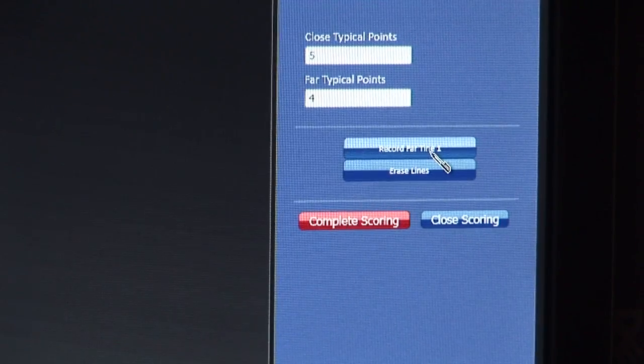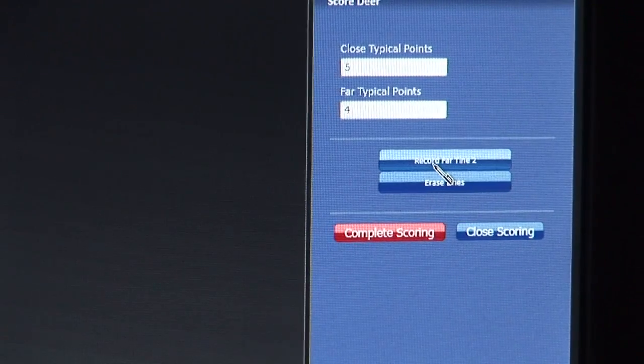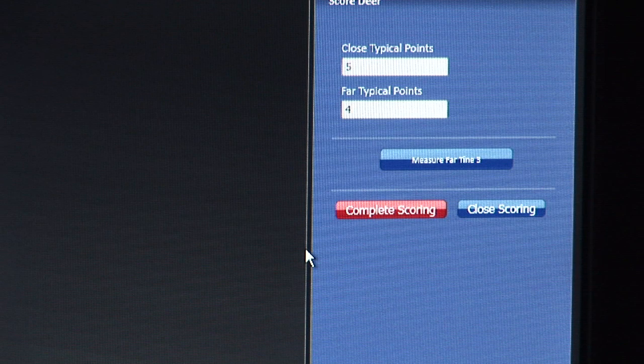You are now ready to measure the far typical tines, beginning with far typical tine 1. Start where the typical tine meets the main beam and go to the tip. When satisfied, select Record Far Tine 1. For far tine 2, begin where the far typical tine 2 meets the main beam and follow it to the tip. When satisfied, record far tine 2. Do this for all far typical tines.